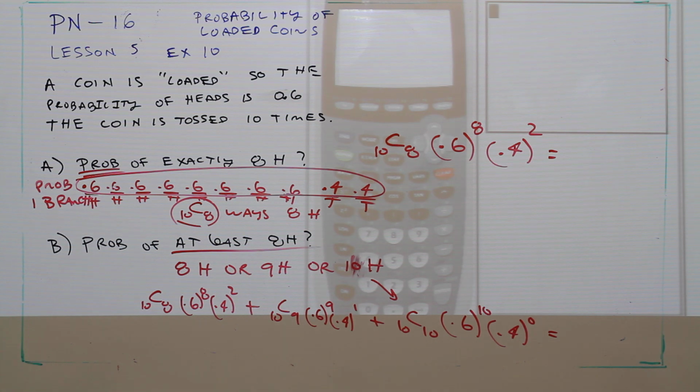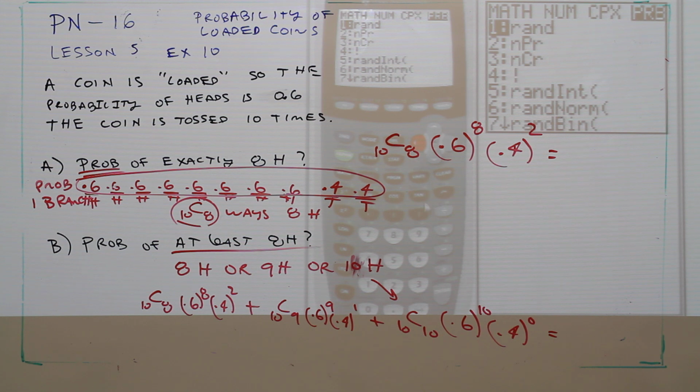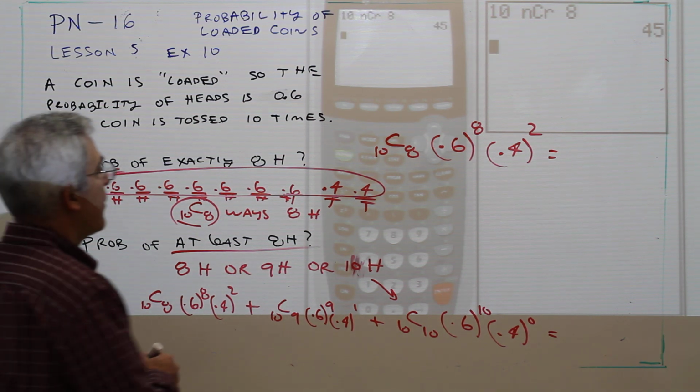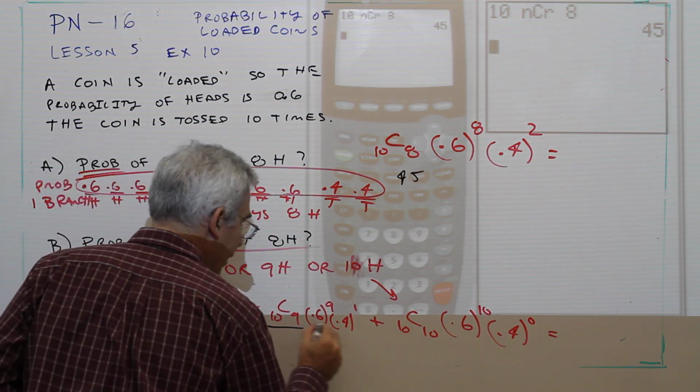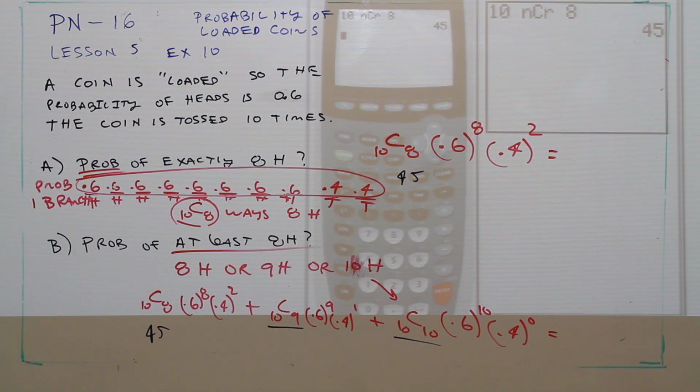All right, so let me get the combinations first. I'll go 10, math, probability, nCr, 8. So there's 45. While I'm at it, I'll just get these other combinations. I'll use the calculator. I'll show you quickly how to do it.